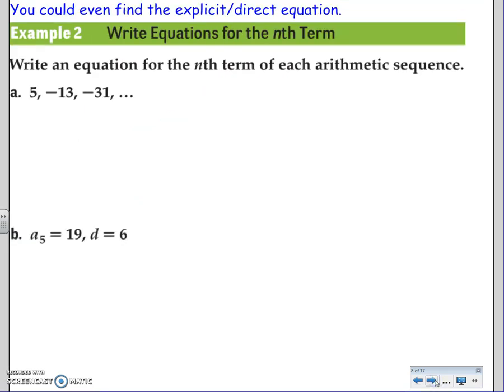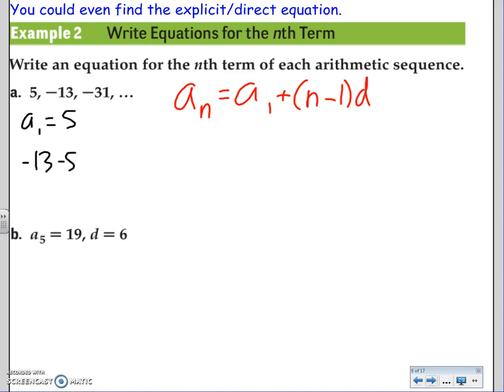Alright, you can even find the explicit or direct equation, which is pretty much what we just did. So write the equation for the nth term. So same thing. I'm going to write the formula. A sub n equals a sub 1 plus n minus 1 times d. We don't know a sub n, but we need to find d and a sub 1. So we know a sub 1 is 5, so that's easy. D, the common difference, would be negative 13 minus 5, which gives us negative 18. That's our d.